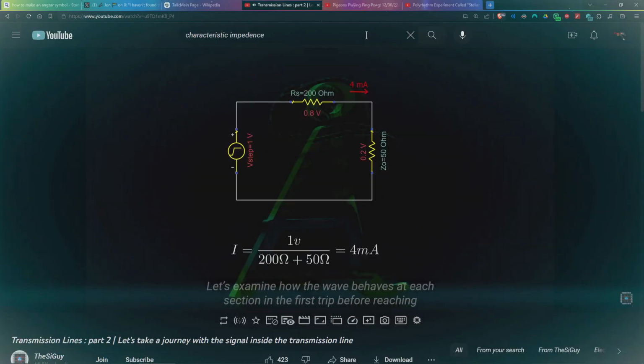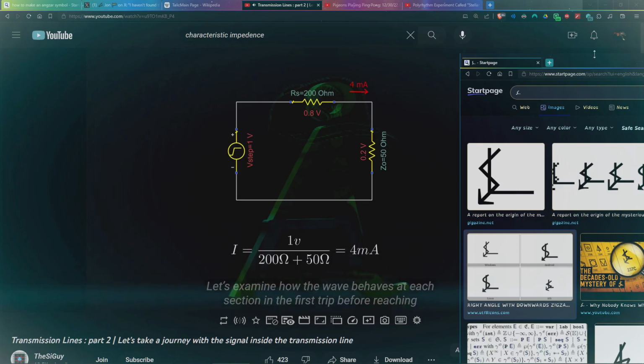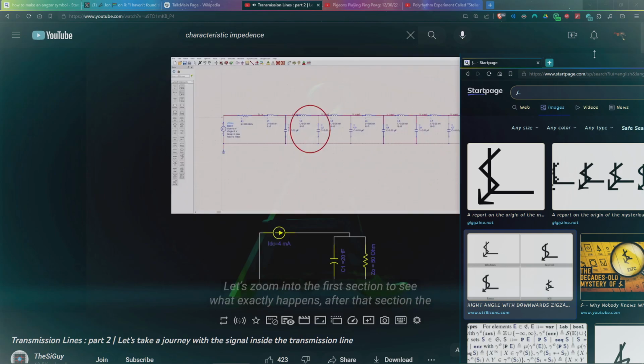Let's examine how the wave behaves at each section in the first trip before reaching the load. From the equivalent circuit, the current entering the transmission line is equal to the voltage from the source divided by the sum of the source resistance and the characteristic impedance, and can be modeled as a constant current source having that value. Let's zoom into the first section to see what exactly happens. After that section, the signal sees a resistance equal to the characteristic impedance, so the rest of the circuit can be replaced with that resistance.